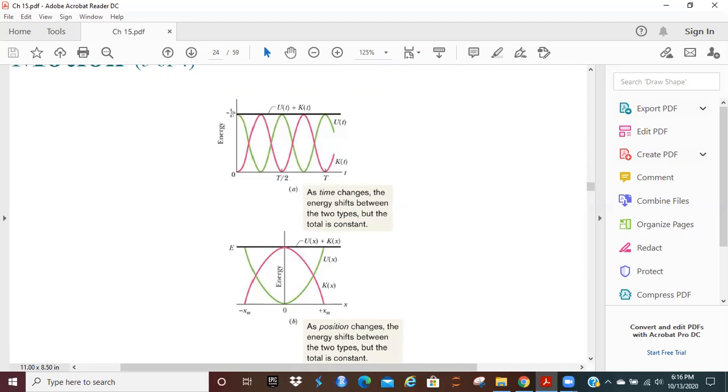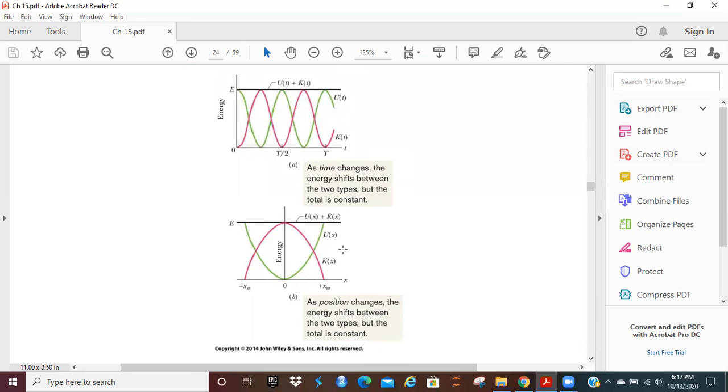As we first start this out, our potential energy here in green is going to start here, and it's going to decrease. As it decreases, the kinetic energy of that object begins to increase. And these two continue to trade off time and again. As time changes, the energy shifts between the two types, but the total is going to remain constant.